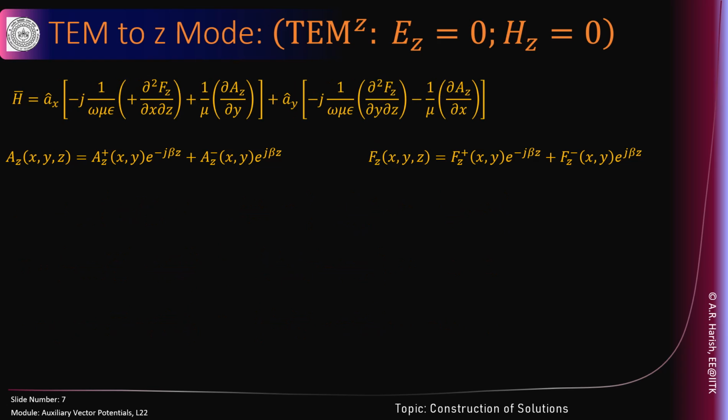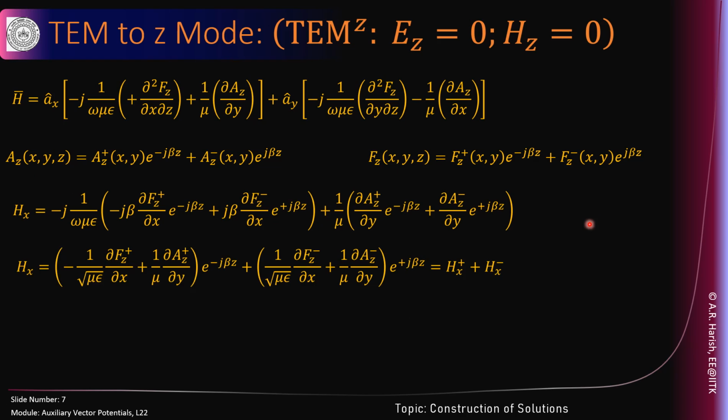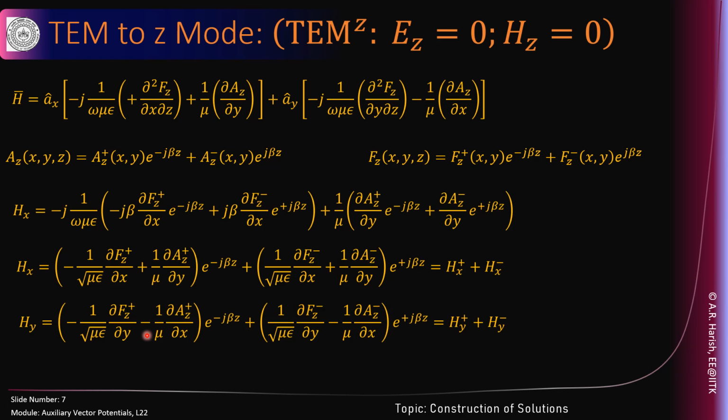Now, next we can do exactly the same process for the magnetic field. We write the x component of the magnetic field and substitute Az, Fz, and we combine the terms into Hx plus component and Hx minus component, and similarly we write for Hy. Honestly, pause this video now. Time to pause and write these equations on a piece of paper. Please convince yourself that these equations are indeed correct. Okay.